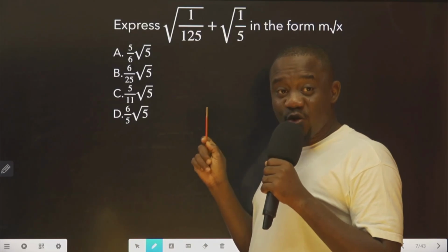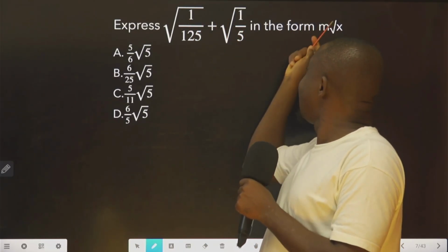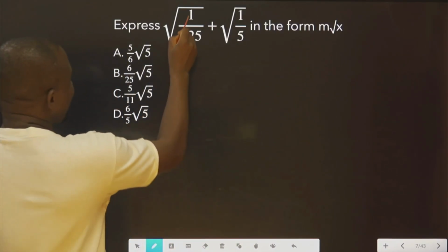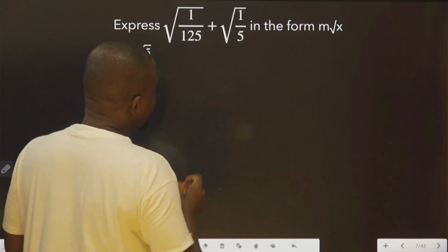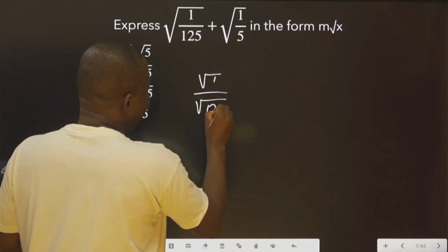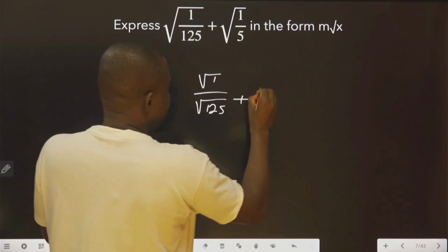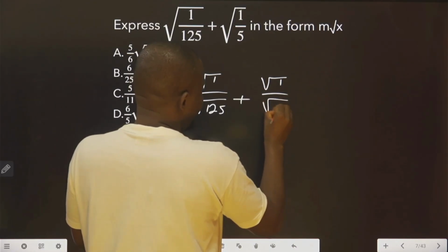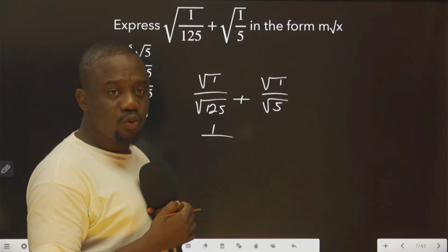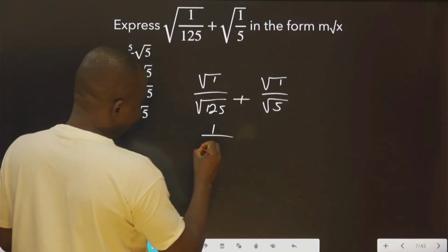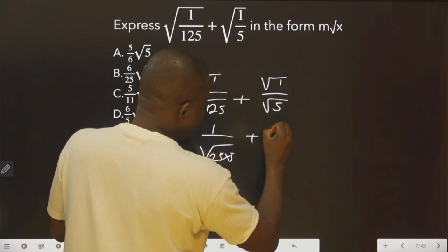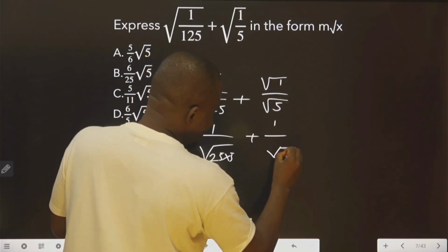Let's look at this one. It says we should express this in this form. Okay? How do you do that? Number 1, this simply means what? The square root of 1 over the square root of 125 plus the square root of 1 over the square root of 5. What is the square root of 1? It's also 1. What is 125? It means 25 times 5. This is solved. This is also 1. We can't do anything for this.